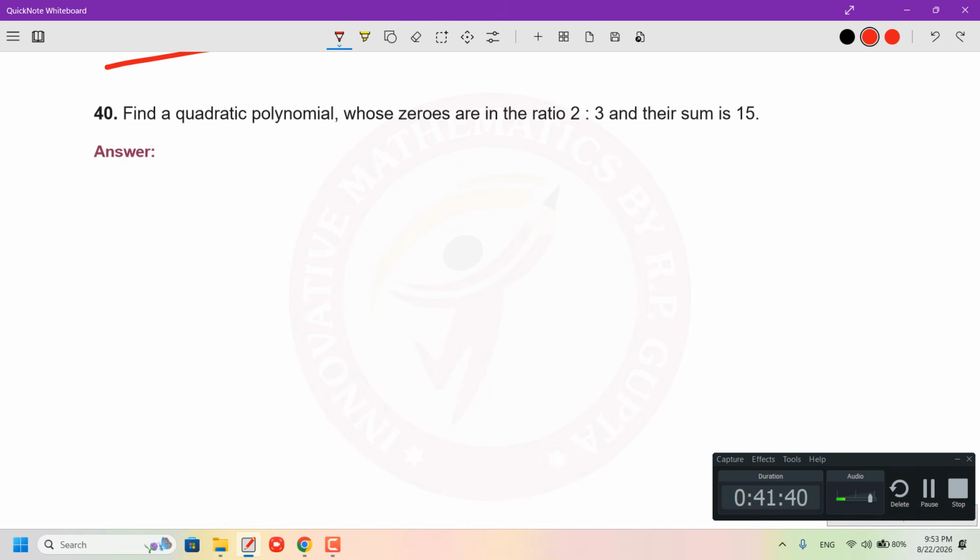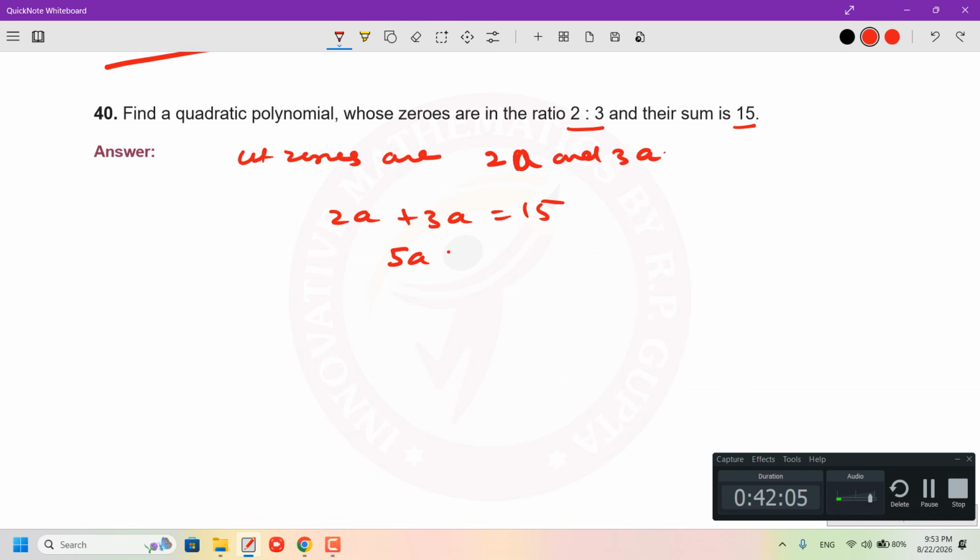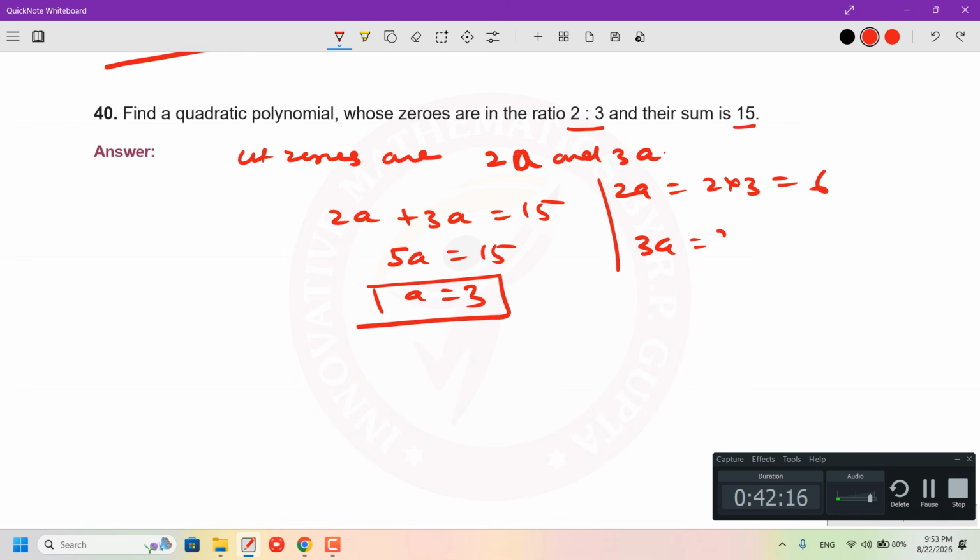Find quadratic polynomial whose zeros are in the ratio 2 is to 3 and their sum is 15. Okay. So let zeros are 2a and 3a. So 2a plus 3a equals to 15. So 5a equals to 15. So a equals to 3. Now 2a is equals to 2 into 3 is 6. 3a is equals to 3 into 3 is equals to 9.